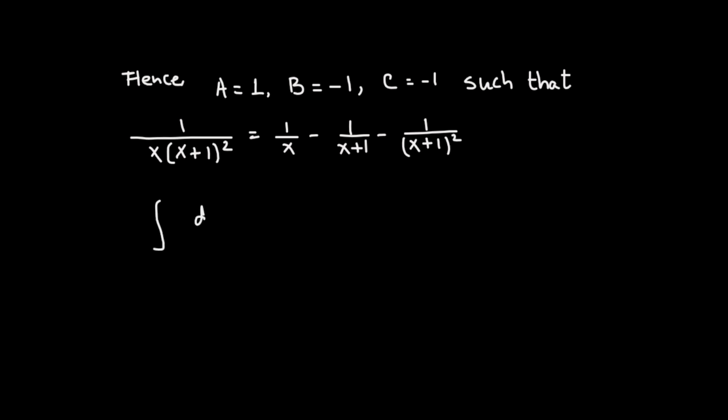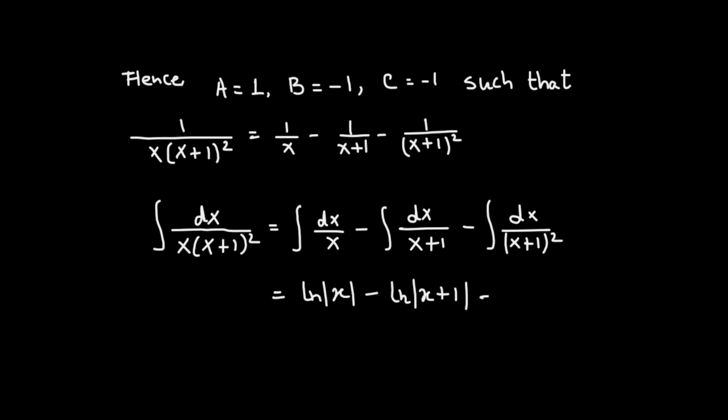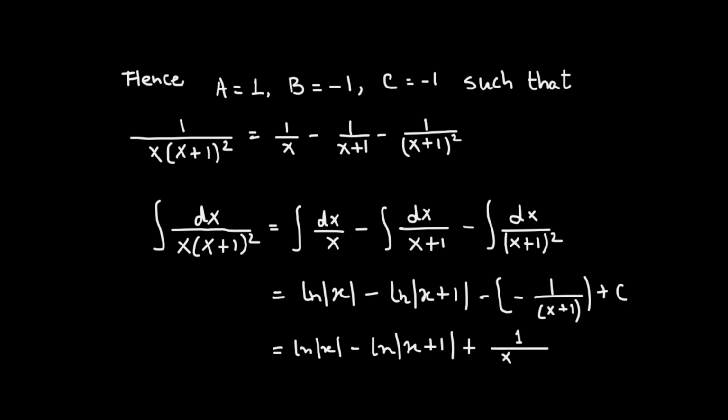Then we integrate it with respect to x. So dx over x times (x plus 1) whole squared will be the integration of dx over x minus the integration of dx over x plus 1 minus the integration of dx over (x plus 1) whole squared. That will give us natural log of x minus natural log of x plus 1 minus of minus 1 over x plus 1 plus the constant of integration. And finally, we have natural log of x minus natural log of x plus 1 plus 1 over x plus 1 plus C.